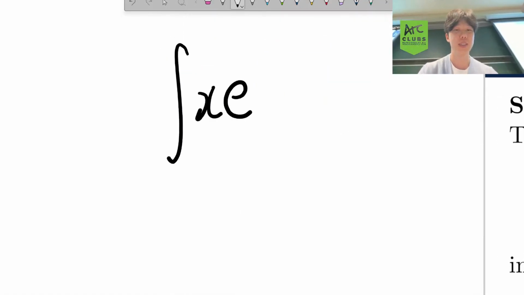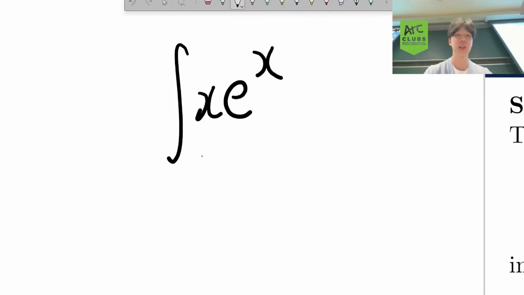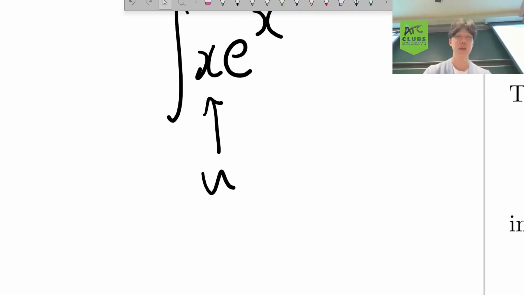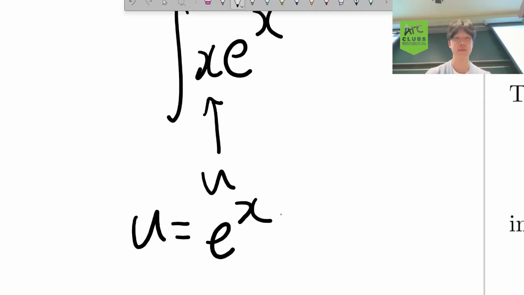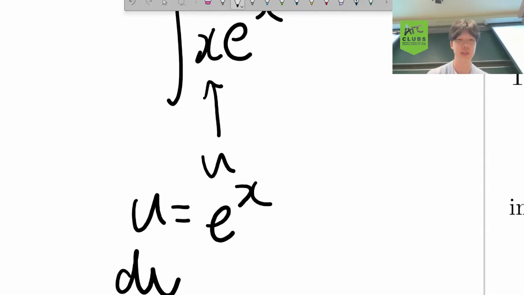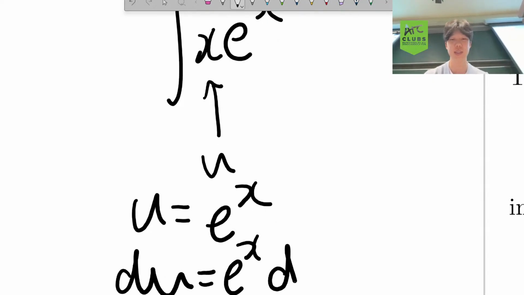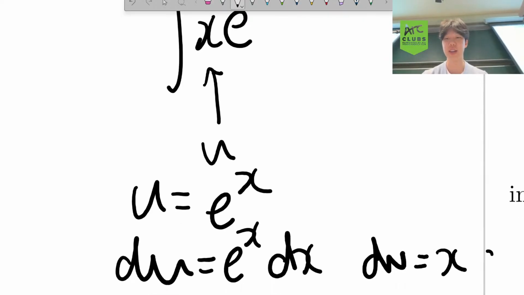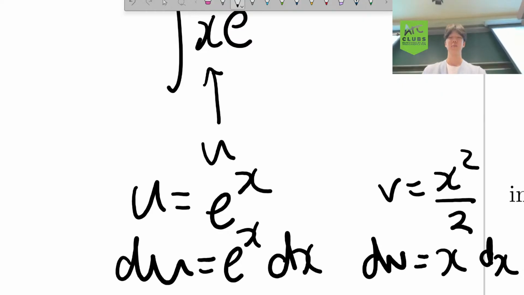So if I just go back to the same integral, remember how we let u equal x? If I let u equal e to the x this time, so I'll just follow the same table. This is e to the x dx. dv this time wasn't e to the x, it's now x. So v is now x squared on 2, because the integral of x is x squared on 2.